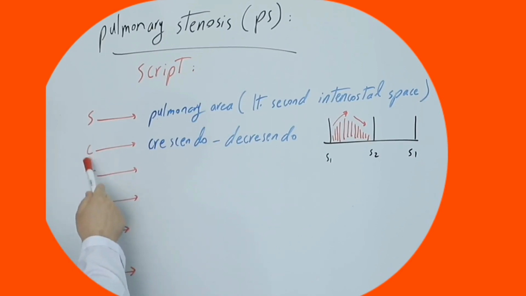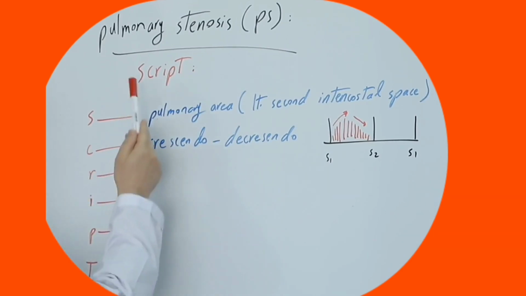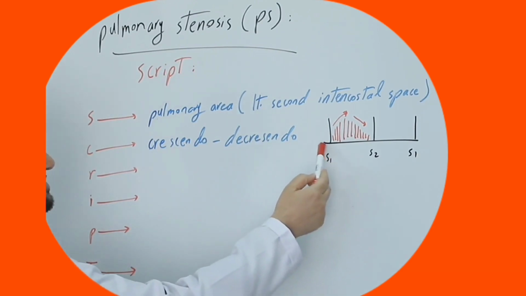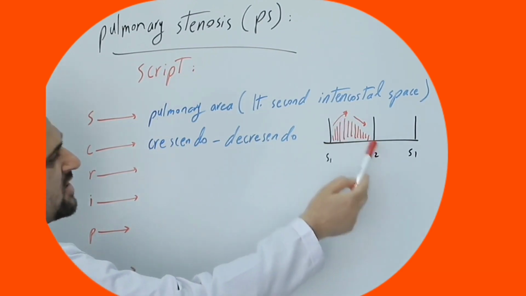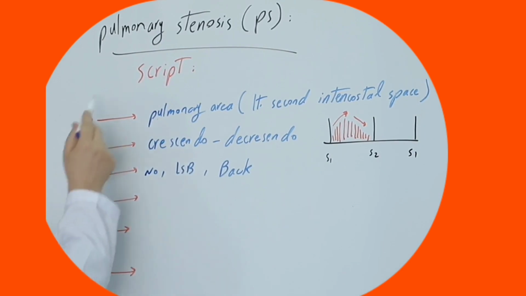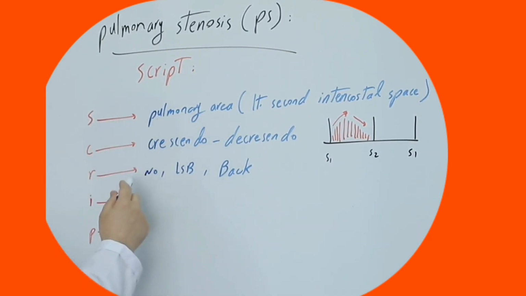The letter C stands for character. The murmur caused by PS is crescendo-decrescendo. This means that during systole, it has a rising phase and then a falling phase, exactly like the murmur caused by AS. The letter R stands for radiation, or the spread of the murmur. The murmur caused by PS usually does not have any radiation, but in severe cases, it may radiate to the left sternal border or to the back.